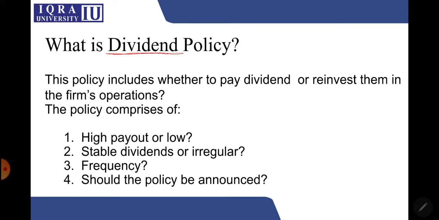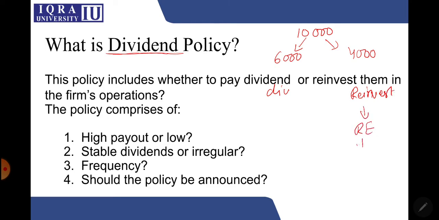A dividend is a cash distribution of the profit made by the corporation. So let's say the corporation has a net income of 10,000. Out of this 10,000, they decide 6,000 will be paid in the form of dividends, and the remaining 4,000 will be reinvested back to the corporation. So this reinvested amount will go in the retained earnings and it will increase the owner's equity. So this 6,000 that is being paid in the form of dividend, shareholders will get it in cash. This is called dividend.